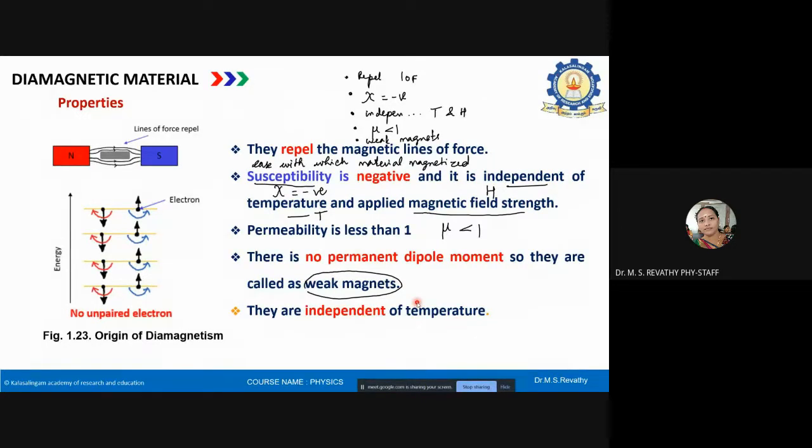So when we ask you a descriptive question, discuss diamagnetic material in detail, you just draw the energy level diagram and the lines of force diagram, and list out these properties. That's all. The very first property for all three types of magnetic materials is the lines of force. Second, the susceptibility. Third, whether it is dependent on or independent of temperature, then the permeability value, then whether it has a permanent magnetic dipole moment, and whether it is a strong or weak magnet. On the left side diagram you can also see there is no unpaired electron. On the top I have just shown you. While studying this, you can just write and see. Then yellow, susceptibility, negative.